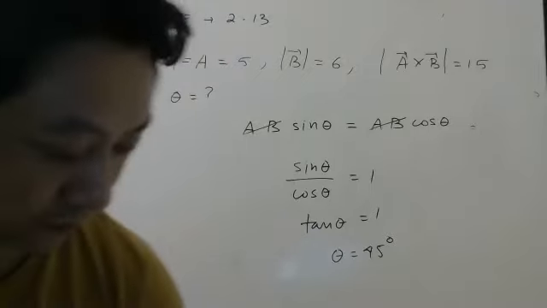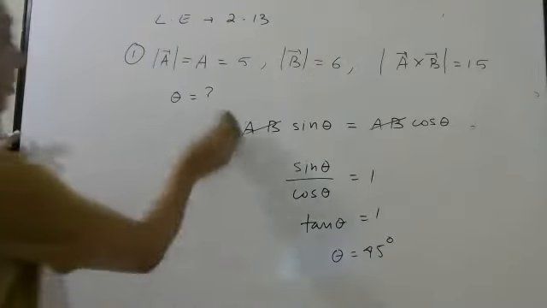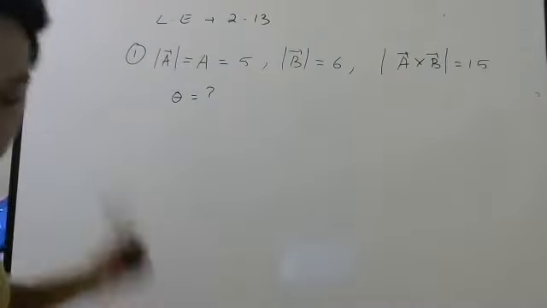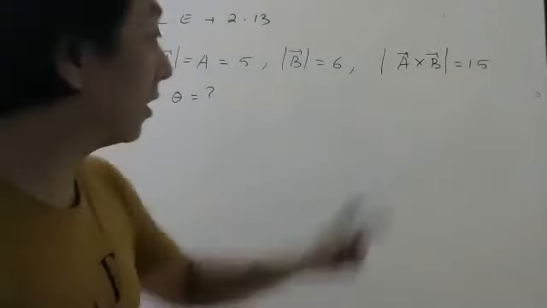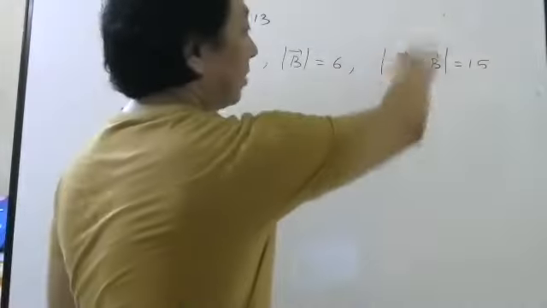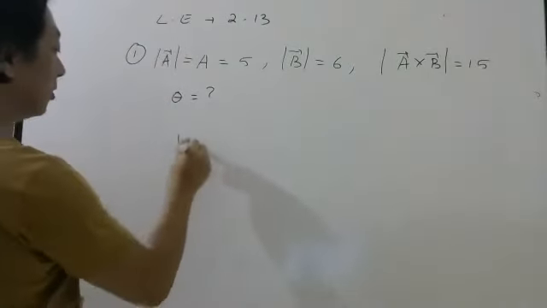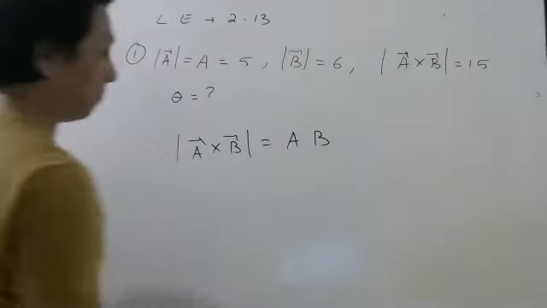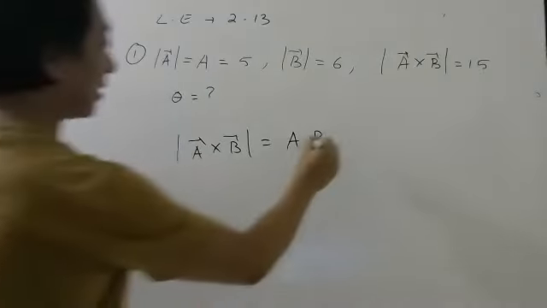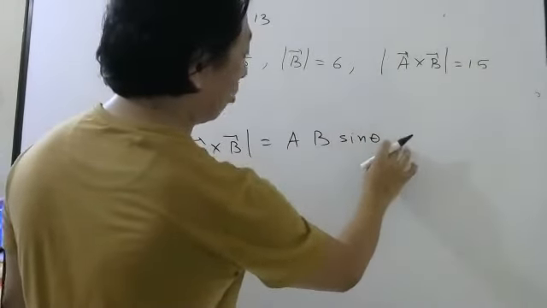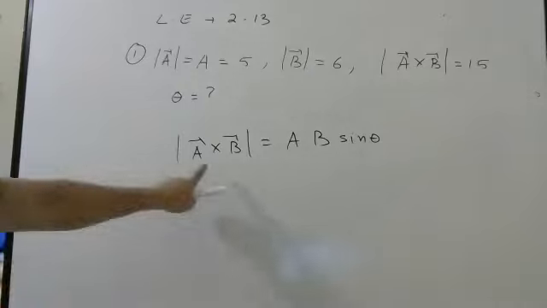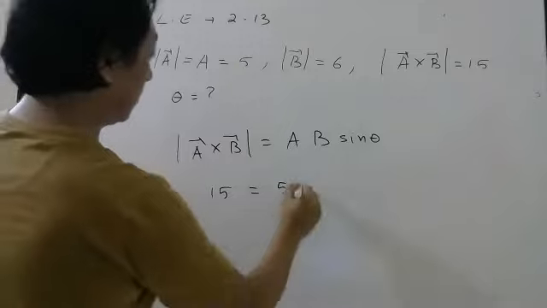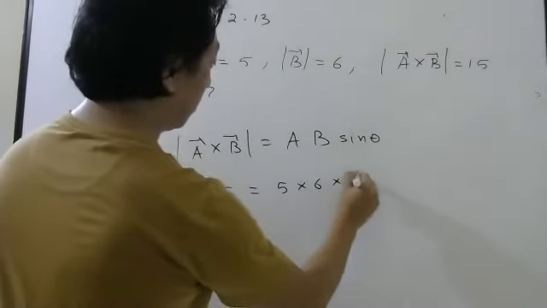Try this question. So they gave you the magnitude of A bar, the magnitude of B bar, and once you take the cross product, you get a vector. For that vector also they gave you the magnitude. Now you know the formula for the magnitude of the cross product is magnitude of A bar, magnitude of B bar, sine of theta. Don't put n cap now because I wrote magnitude. What is the magnitude for this in the question? They have given 15. This is 5. This is 6. Sine theta we don't know.